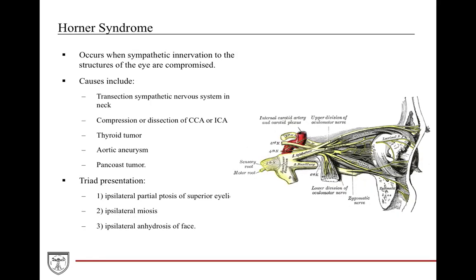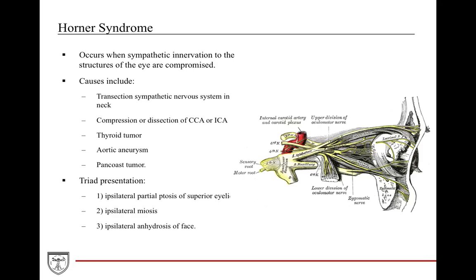And then, of course, when we talk about ptosis, you have to talk about Horner syndrome. This is when your sympathetic is knocked out. So you can have things like transection of the sympathetic nervous system. You can actually have transection of a common carotid or internal carotid, and by association, you disrupt the sympathetic fibers passing with it. You can get a thyroid tumor that compresses the sympathetic fibers as they're ascending. You can get an aortic aneurysm, pancreas tumor. Anything that can compress the sympathetic nervous system can cause Horner syndrome.